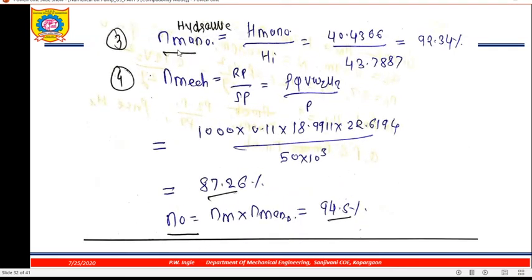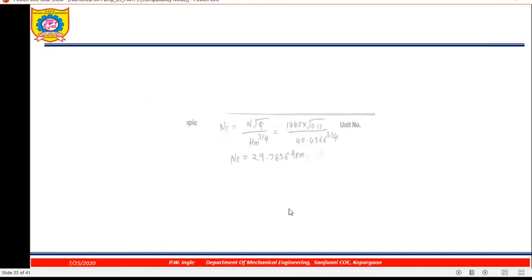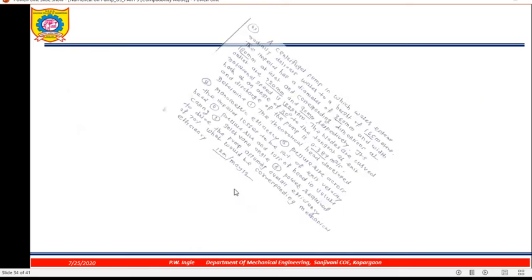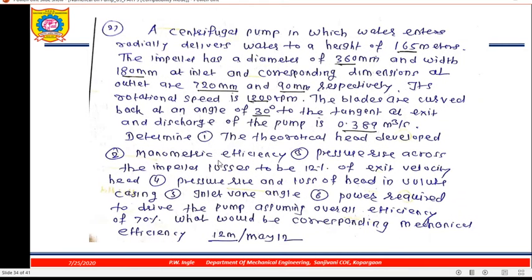Then manometric efficiency, that is also known as hydraulic efficiency, it is H manometric upon HI, manometric upon theoretical head. Then mechanical efficiency is RP upon shaft power, so rho Q VW2 U2 upon shaft power in watt. And then overall efficiency is manometric efficiency into mechanical efficiency. Then specific speed N root Q upon HM raised to the power 3 by 4. You will get specific speed.